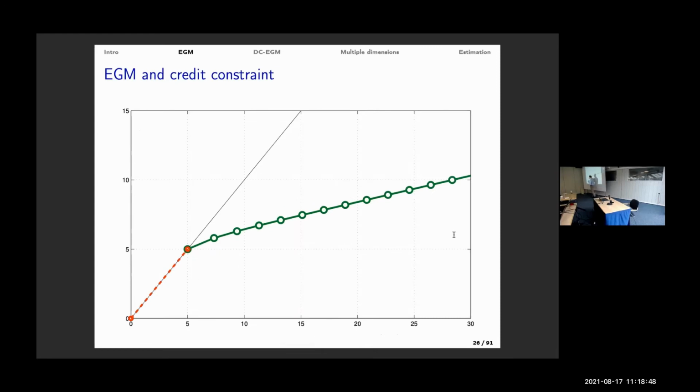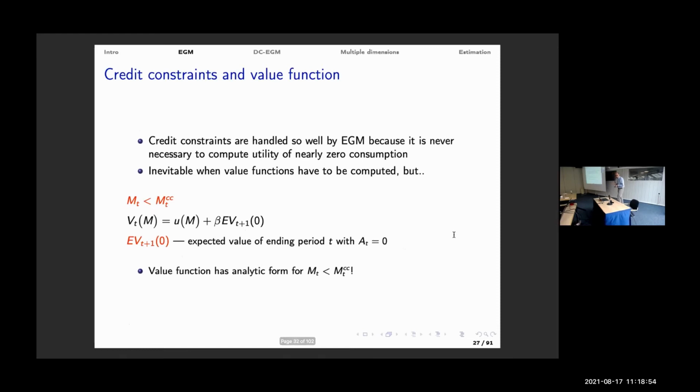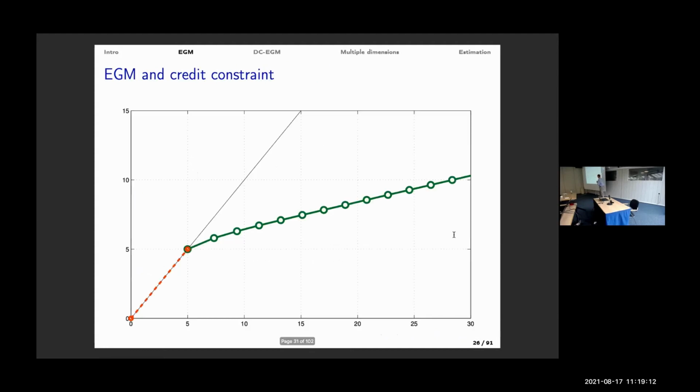Right, because you approximate, you calculate the solution in these points. But what happens in the credit constraint region? Well, it turns out that the solution is pretty simple, because you can calculate the expected value of saving nothing, right? That's one of the points on the EGM loop. And then this value function is just the utility shifted up by this expected value of not saving anything, right? So in fact, in this region here, we have a value function with basically analytical form. It's just the utility shifted up.